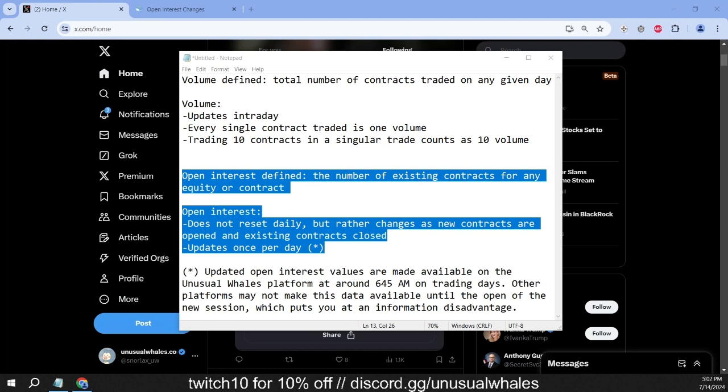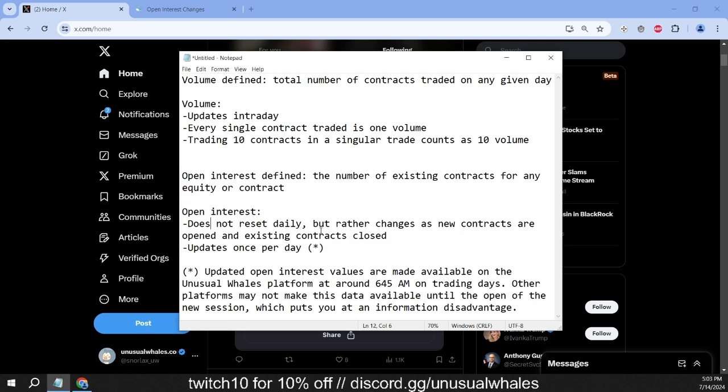Now let's talk about open interest. A simple definition of open interest is the number of existing contracts for any equity or contract. Earlier I mentioned that volume is a metric that resets daily, updates intraday, and can only increase. Open interest is the opposite in pretty much every regard. Open interest does not reset daily, but rather changes as new contracts are opened and existing contracts are closed, and it updates once per day.